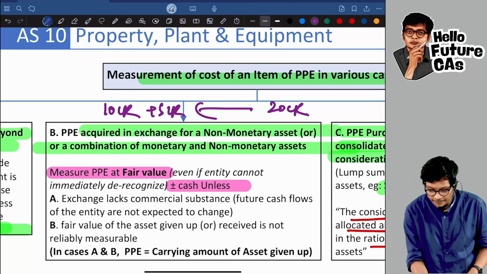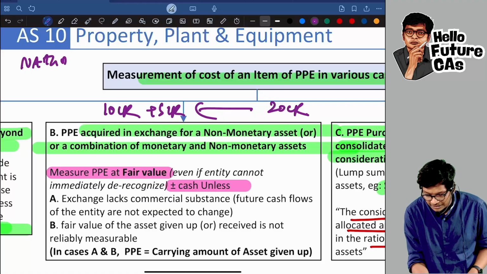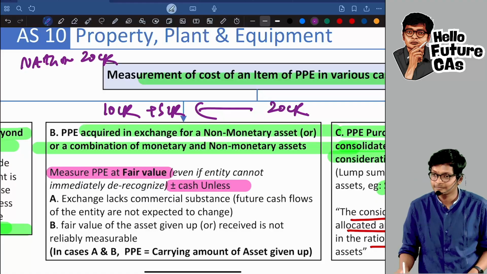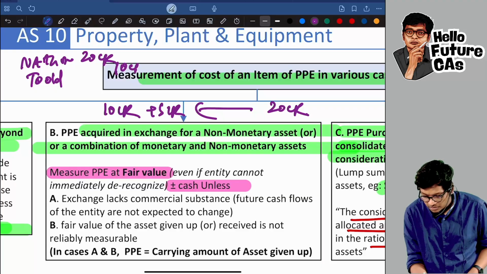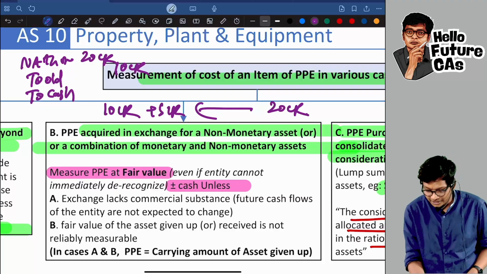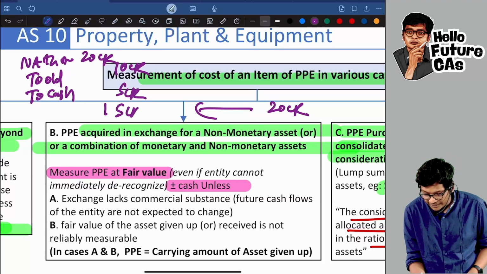My entry will be simple. New asset account debit 20 crores. To old asset. How much, guys? 10 crores, plus I paid cash also. How much? 5 crores. Still how much is pending in the entry? Another 5 crores. That will be gain on sale.